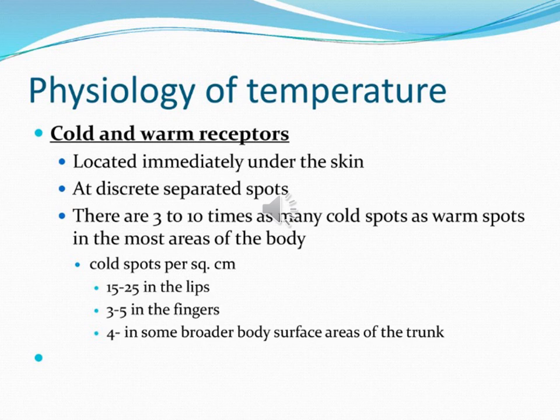The number of cold spots in the lips is about 15 to 25 per square centimeter, the number of cold spots in the fingers is about 3 to 5 spots per square centimeter, and at some broader areas of the body like the trunk, the cold spots are about 4 per square centimeter.